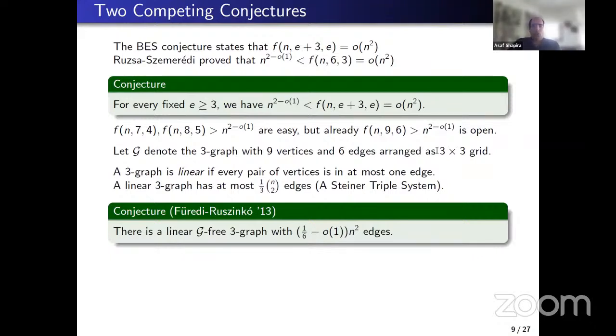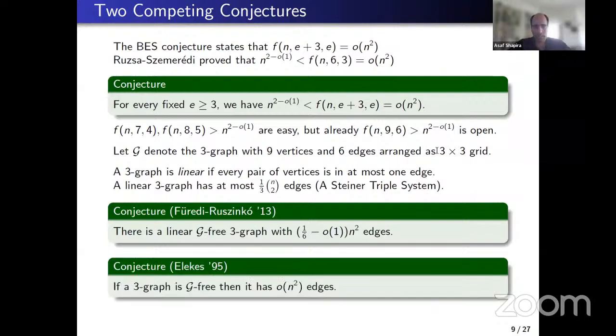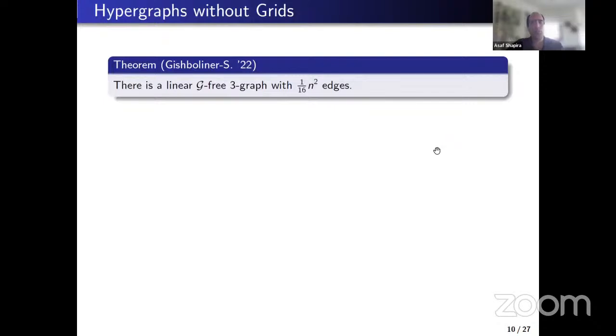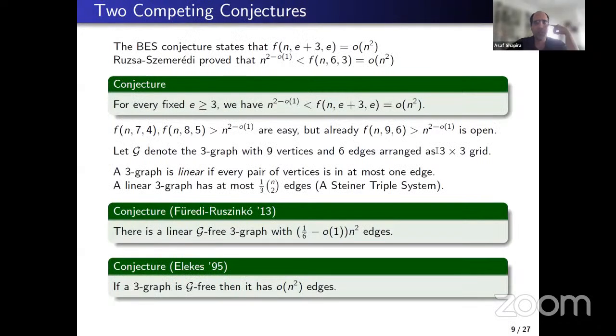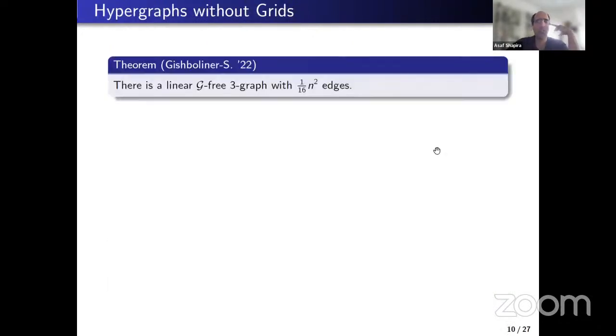So Füredi and Ruszinkó conjectured that there is a linear G-free 3-graph with almost the maximum number of edges, almost as a Steiner triple system. But on the other hand, Elekes, a few years earlier, conjectured more or less the opposite: that if a 3-graph doesn't contain the 3x3 grid, then it has little o of n squared edges. And in joint work with Gishboliner, we disproved Elekes's conjecture, which I should mention was motivated by problems in discrete geometry. We didn't prove the Füredi-Ruszinkó conjecture, but we came close to it.